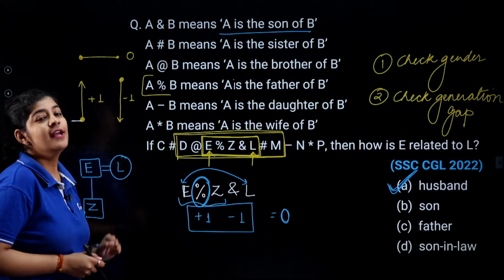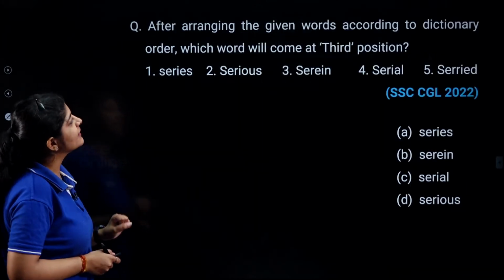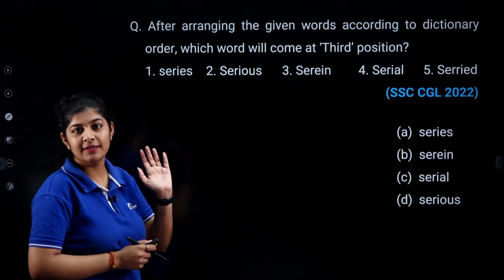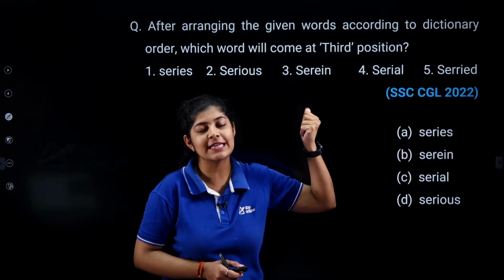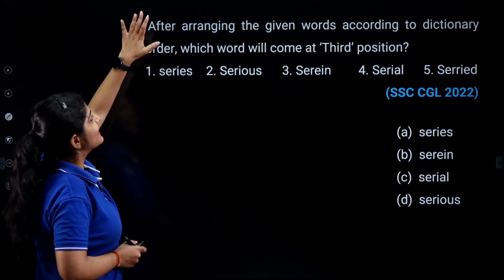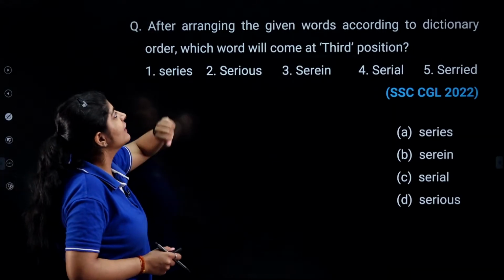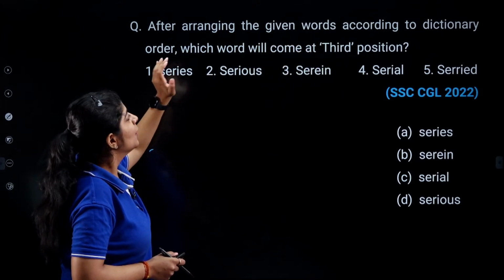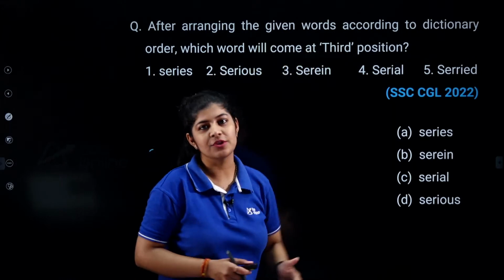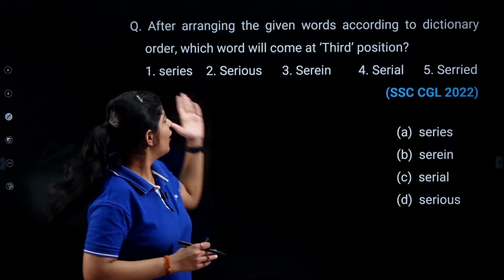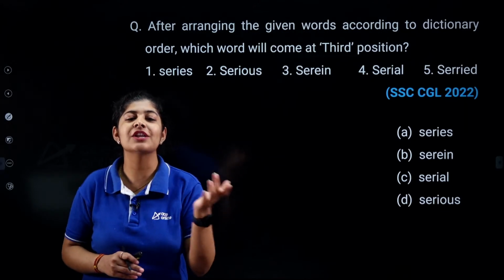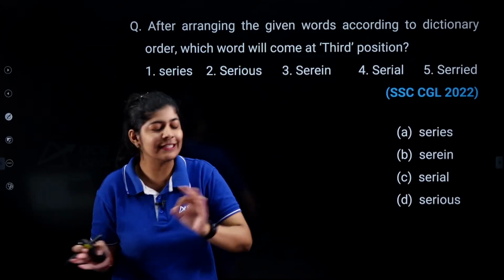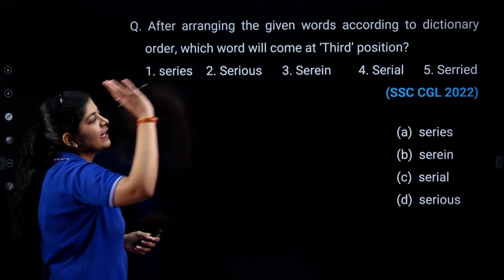Okay. Now let's move towards the next question and see what it is. I guess this is the simplest question that I am having in the SSC CGL 2020, these type of questions. The question is saying that after arranging the given words according to dictionary order, which word will come at third position? All we need to do is arrange all these 5 words according to the English alphabets, and we all know the alphabet, that is A, B, C, D and so on, till Z.